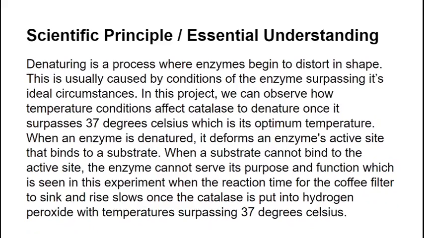A key scientific principle and point of understanding for this project revolve around the concept of denaturing. This process causes enzymes to deform and distort their shape, often due to the influence of external conditions surpassing an enzyme's ideal circumstances. In this project, we observed these effects when looking at the change in enzyme activity based on different temperatures. When an enzyme becomes denatured, the active site is ruined, causing it not to be able to bind to a substrate. Thus, it cannot fulfill its function.